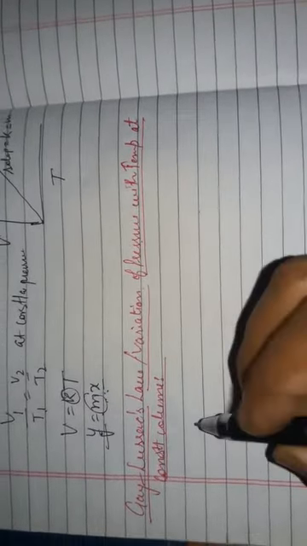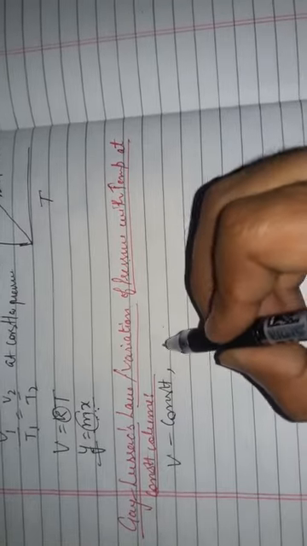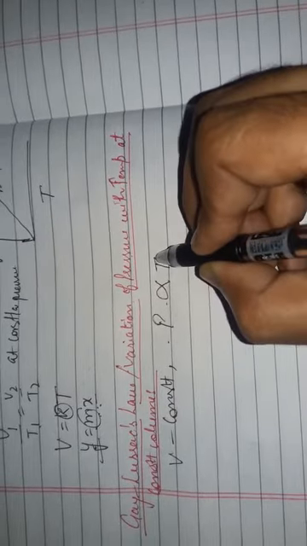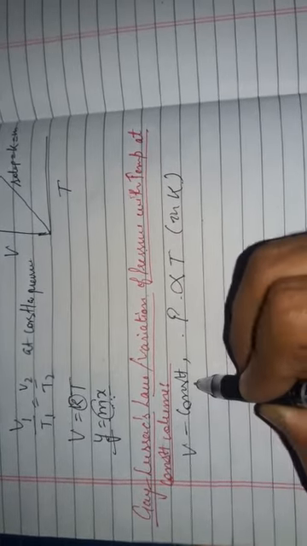Okay, so let me explain the statement again. The volume of the system is constant, and second, the pressure of a given mass of gas is directly proportional to its temperature, and temperature is considered in terms of Kelvin. Okay, this is about Gay-Lussac's law.